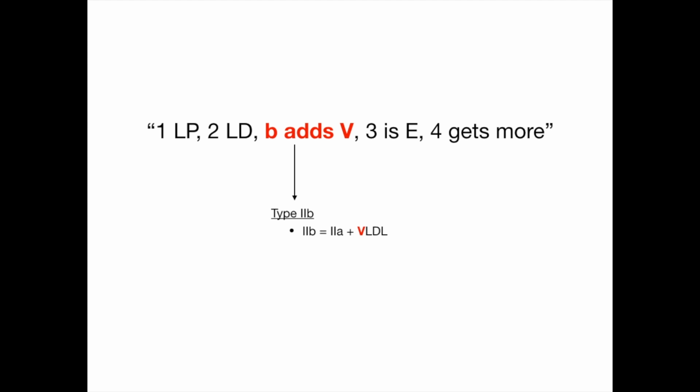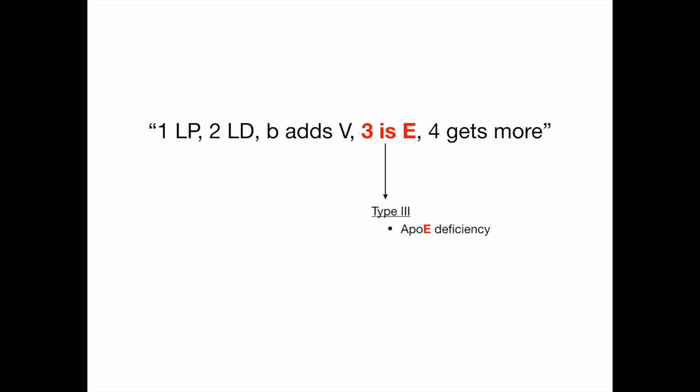So let's keep this straightforward, right? We're just here for points, free points, guys. So now you know type 1, you know type 2, and you know type 2B just adds VLDL. Let's keep going. So the next part of our mnemonic, 3 is E. So we've got 1LP, 2LD, B adds V, 3 is E.